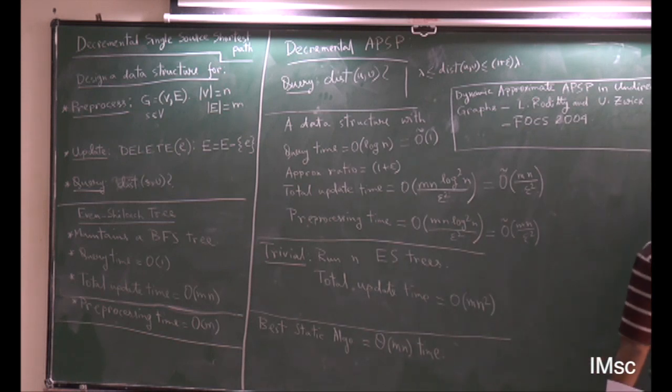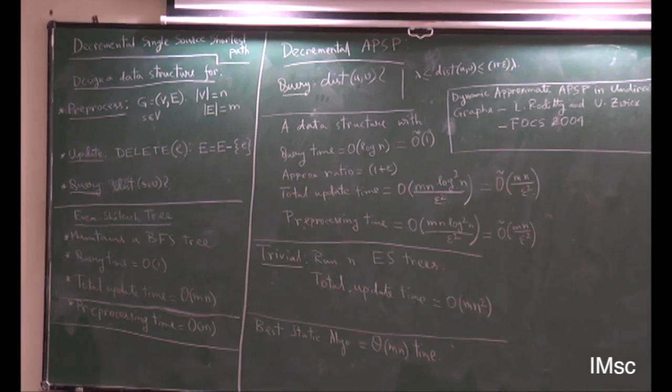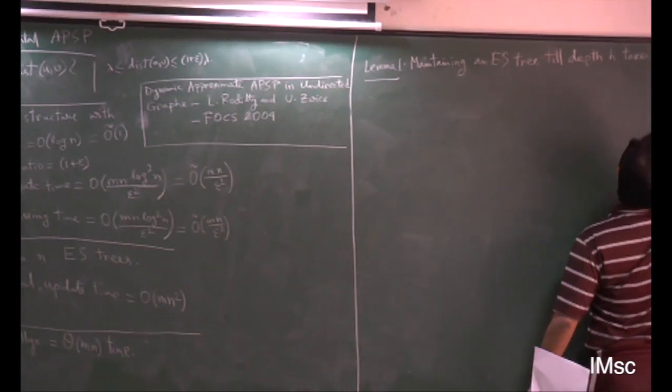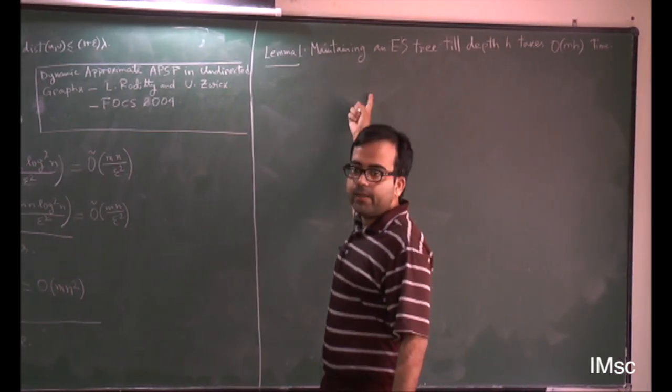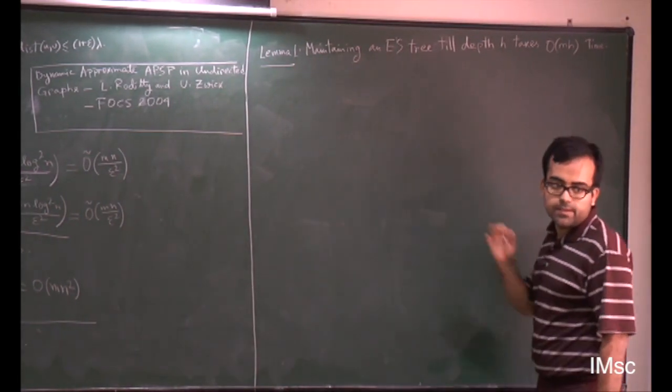So, stating first this, an eventual tree till depth h. So, this will be an immediate corollary of the result presented in the last class.